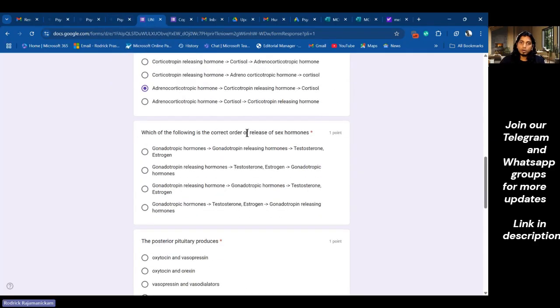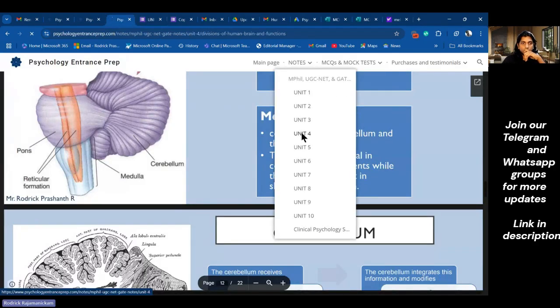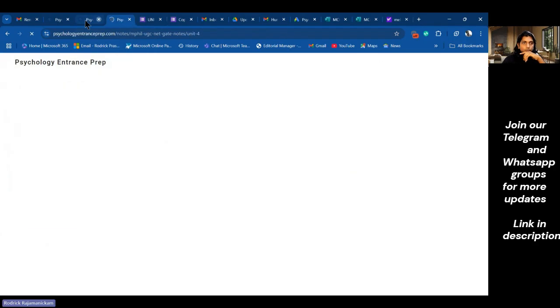Which of the following is the correct order of sex hormones? Again, we'll have tropic, releasing, and the sex hormones. Testosterone and estrogen are the sex hormones, which are end products. Then we have releasing hormones from them, and we have tropic hormones. I just have to clarify this to show you. Just hold on for this.